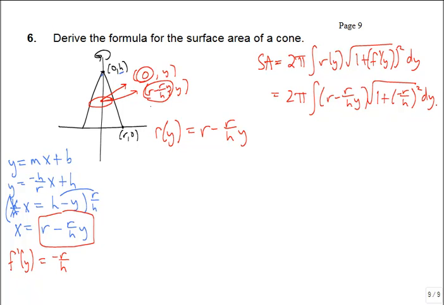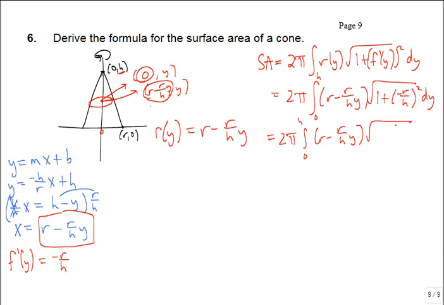And then what are my bounds for y? Well, I start at 0 and I go up to h. So this is going to be from 0 to h. Okay? So that's what my dy integral would look like if we go ahead and square out here a little bit.